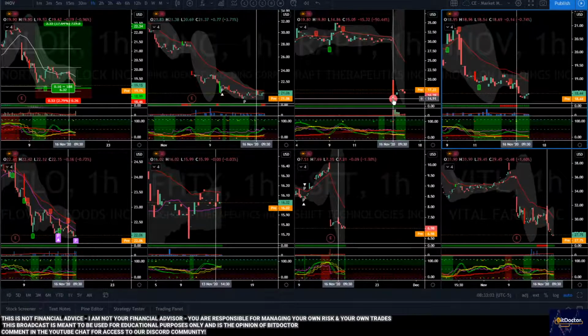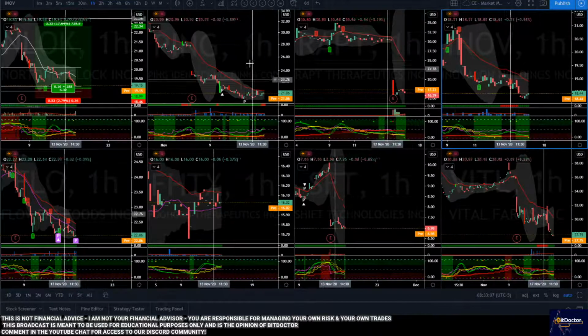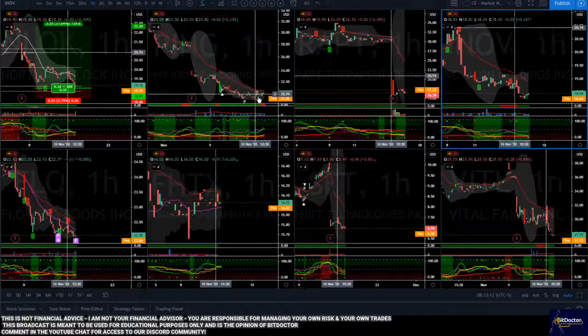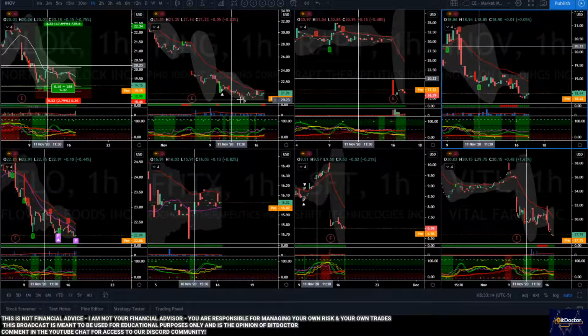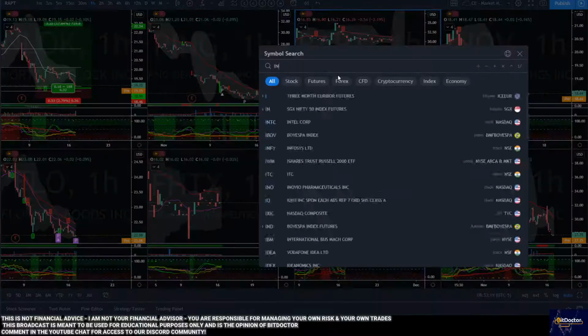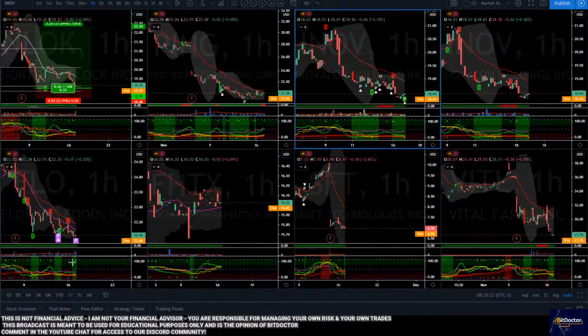RAPT, moved down yesterday, obviously. I'm going to give this one some time. I don't like this one just quite yet. Ping, I do like. I do like Ping down here. I think that there is good potential for this guy to move up. So I'm going to keep Ping here. INOV, I'm going to keep it over here. Those look good. What else looks good? Flow looks good.